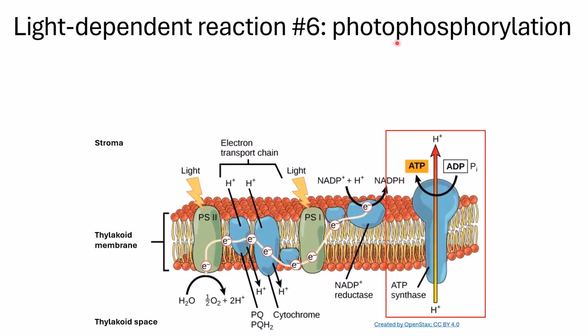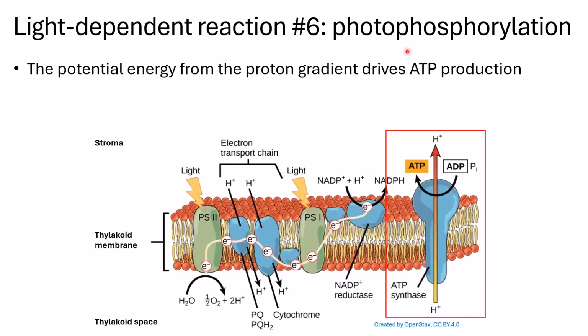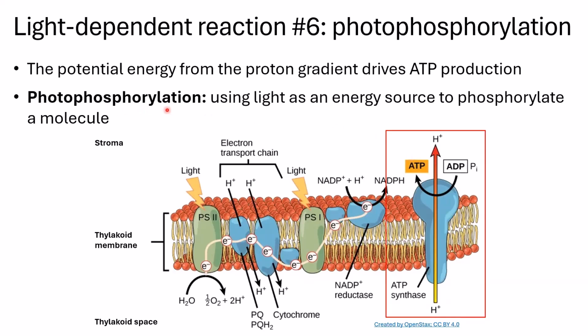Finally, in a similar process to oxidative phosphorylation, the protons flow down their concentration gradient from the thylakoid space to the stroma through ATP synthase. The ATP synthase then phosphorylates ADP to ATP in the stroma. Since this process is dependent on light instead of oxygen, it is called photophosphorylation.